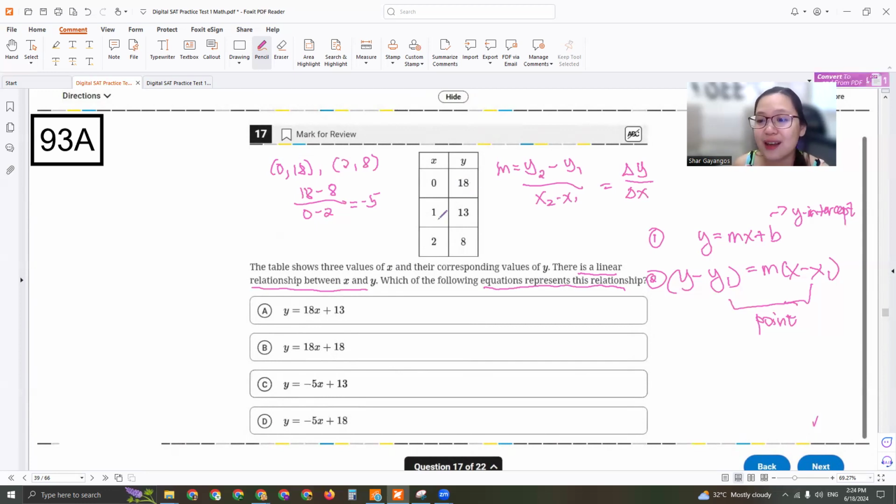Remember, the y-intercept is the value of y when x is equal to 0, meaning we have m, we also have b. So the first equation is the most helpful equation for our problem. And the final equation should be negative 5x. All you have to do is replace m here and b here, plus 18. And this is why the correct answer for 93 is D.